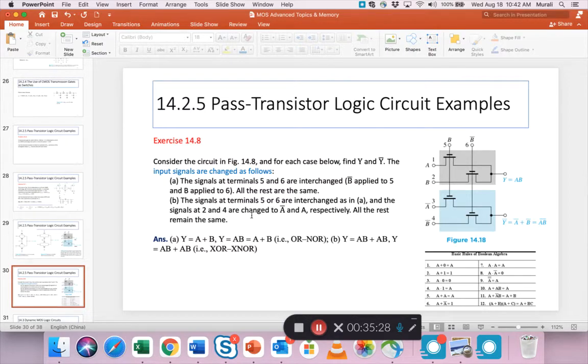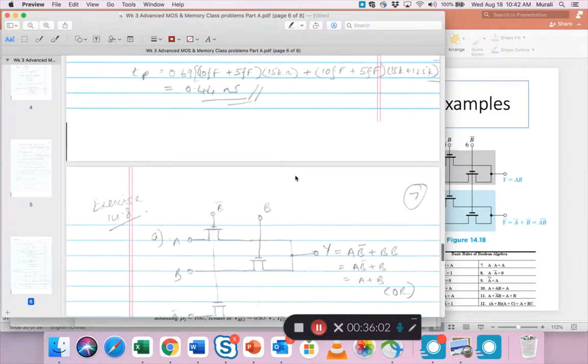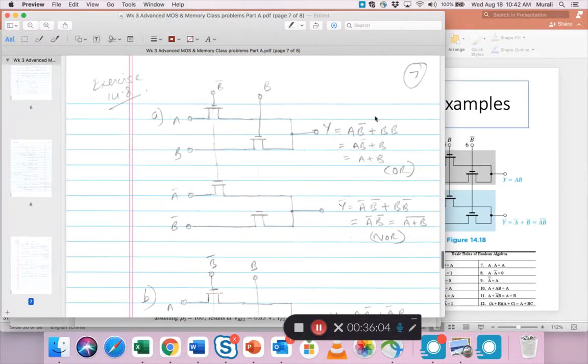Then he makes another change. Here the terminals 5 and 6 are interchanged as before, and the signals at 2 and 4 are changed also. So 2 and 4 also become A's. In fact, they become A complements. So with that, what happens to the outputs? The answer is that you get an exclusive OR, and here you get the opposite of an exclusive OR, which is the exclusive NOR. That's interesting how that needs to be solved, and I've shown how that's done here.